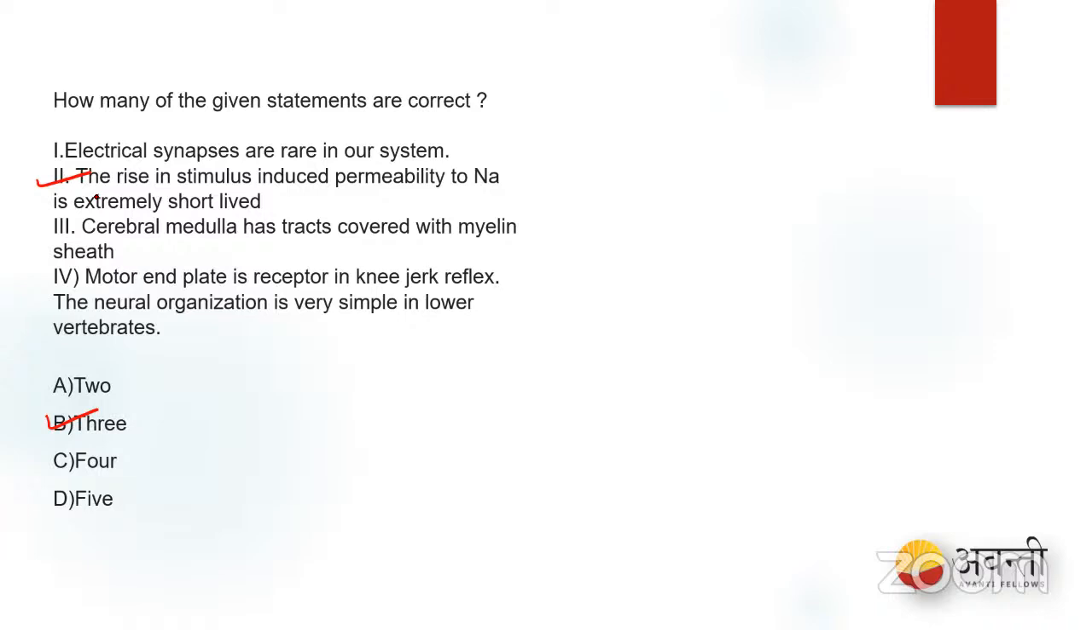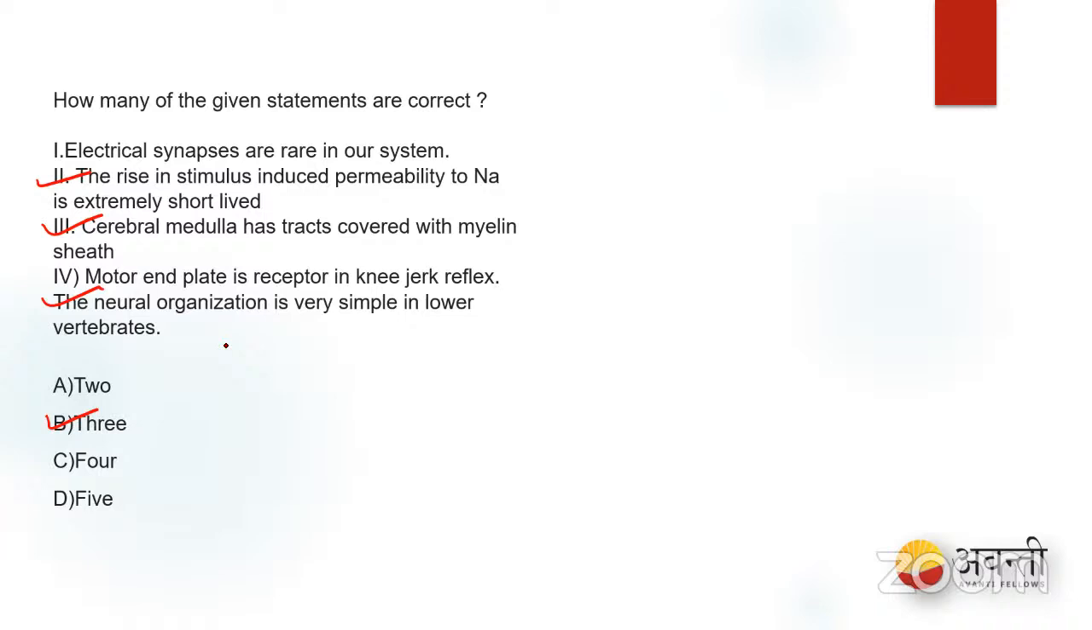So we have 1, 2 and 3. The first one is that the rise in stimulus-induced permeability is very short-lived. That is correct. Next one is that cerebral medulla is covered by myelin sheath. Next one is the neural organization in lower vertebrates. Okay, these are the three options.